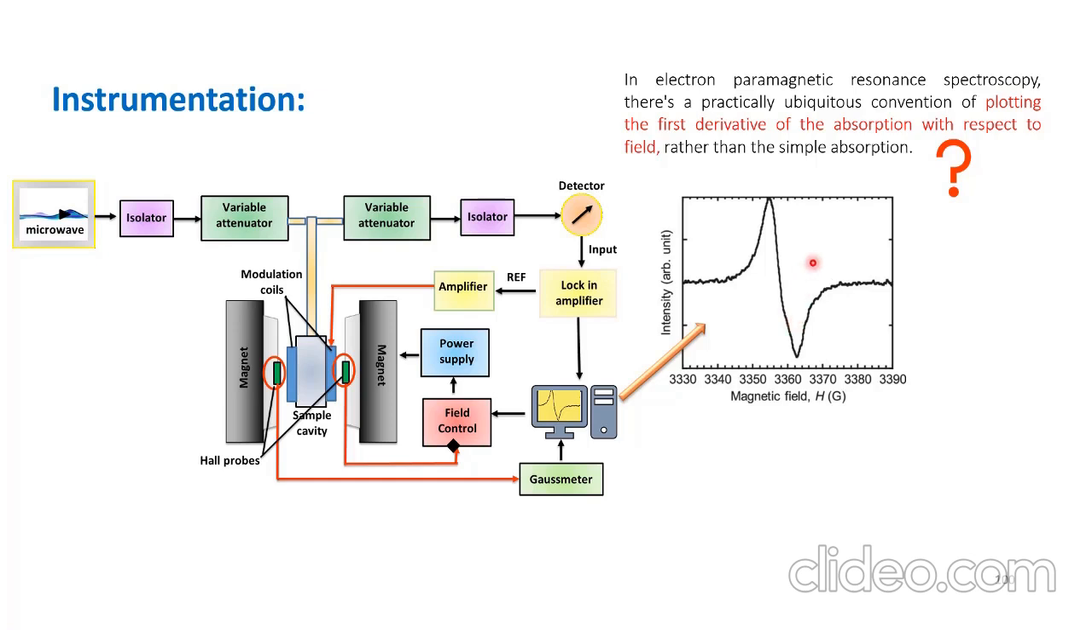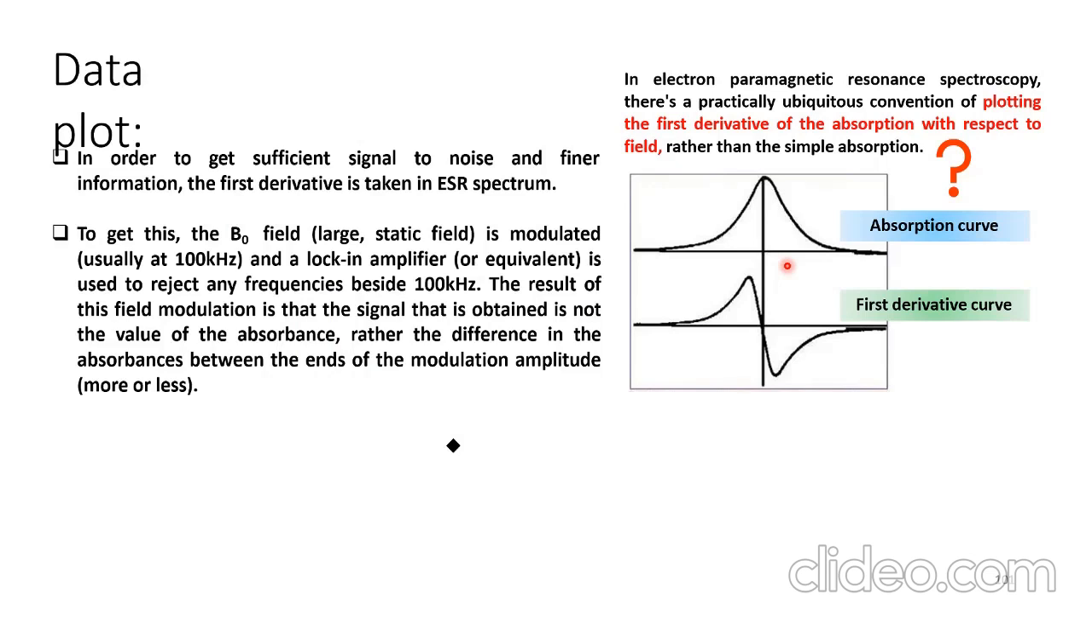In electron paramagnetic resonance spectroscopy, the conventional way is to plot a first derivative of the absorption with respect to the field rather than the simple absorption. It is because the absorption curve is ubiquitous, particularly practically, because we need to differentiate the sample absorption. So we have to take the first derivative, and it is plotted like this.